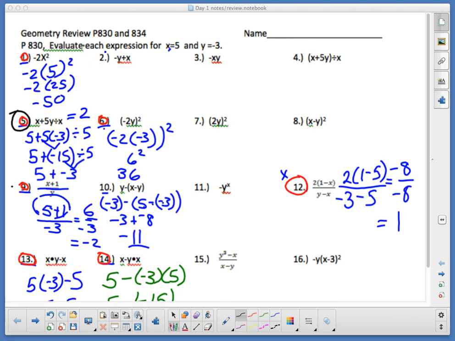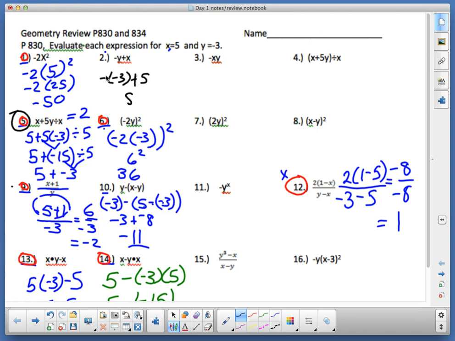Geometry Review, page 830, 834. This is just solutions. You guys have the PDF that is available online. I'm just going to go through and do the explanations. So I've got y is negative 3, the opposite of negative 3 plus 5. That's just going to be 8.